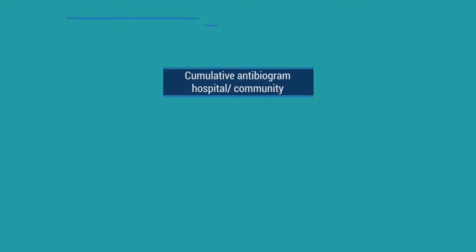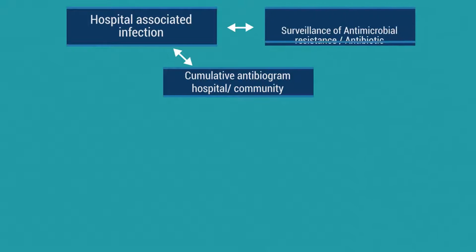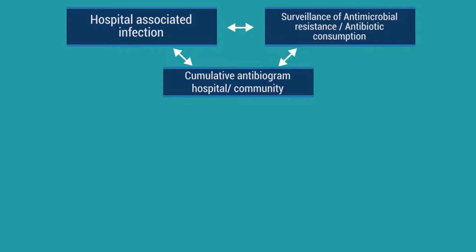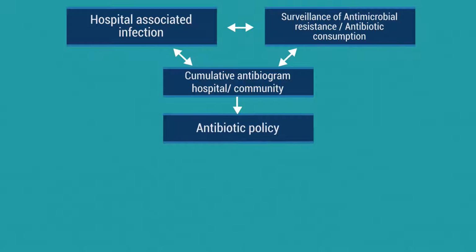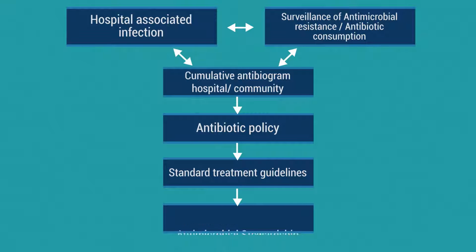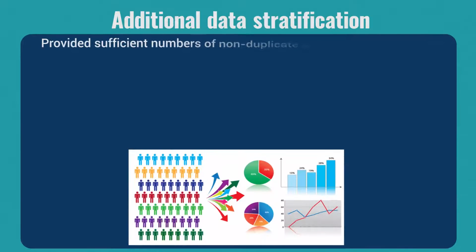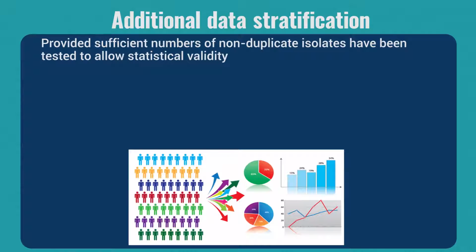Cumulative hospital antibiograms help to treat hospital-associated infections and also in the surveillance of antimicrobial resistance or antibiotic consumption. In doing so, they help to create antibiotic policies locally for that hospital as well as for states and the country. This in turn leads to formulation of standard treatment policies and all of this contributes to antimicrobial stewardship. Cumulative antibiograms can even be stratified further, provided there are sufficient number of isolates present.